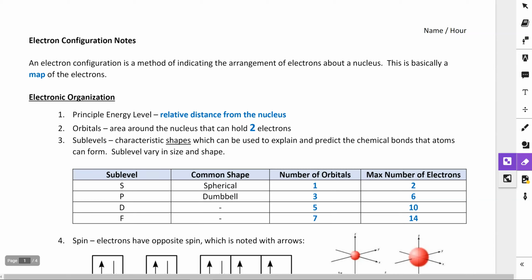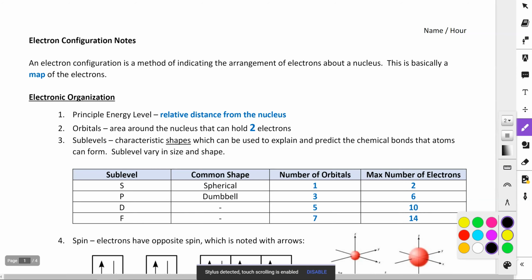Okay, quick video here over electron configurations. Mostly for students that have missed the initial notes here. But the main thing is that I'm going to show you a technique as to how to solve these.